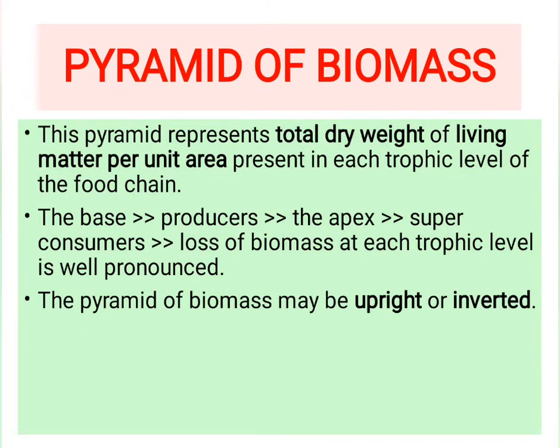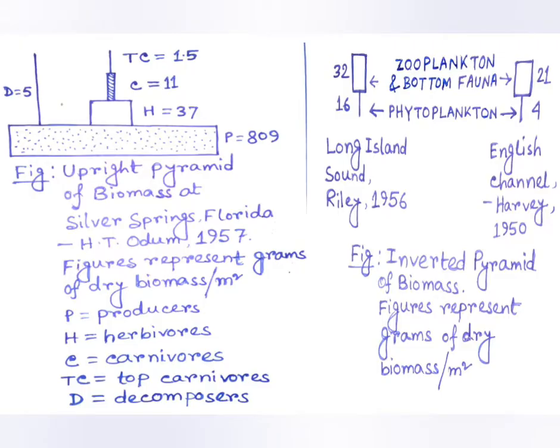Pyramid of biomass. This pyramid represents the total dry weight of living matter present in each trophic level of the food chain, from the base represented by the producers to the apex represented by the super consumers. The loss of biomass at each trophic level is well pronounced. The pyramid of biomass may be upright or inverted. Here, the first figure shows the upright pyramid of biomass.